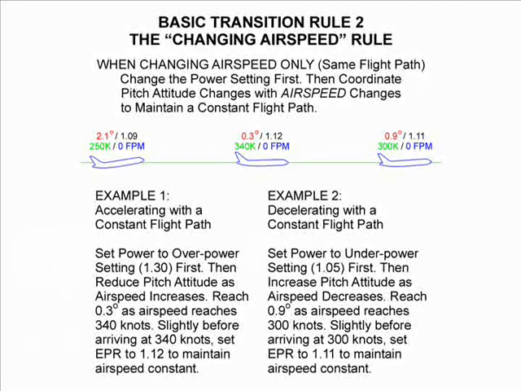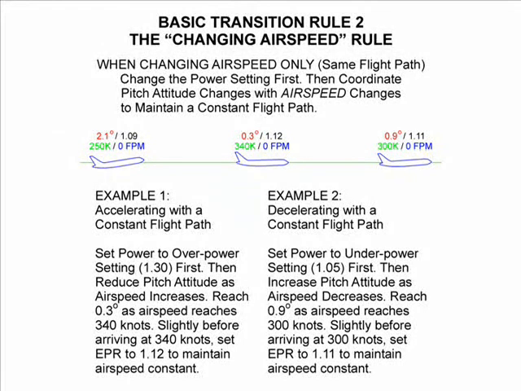This demonstration illustrates Rule 2, which is called the changing airspeed rule. It states, when changing airspeed only while maintaining the same flight path, change the power setting first. Then coordinate pitch attitude changes with airspeed changes to maintain a constant flight path.